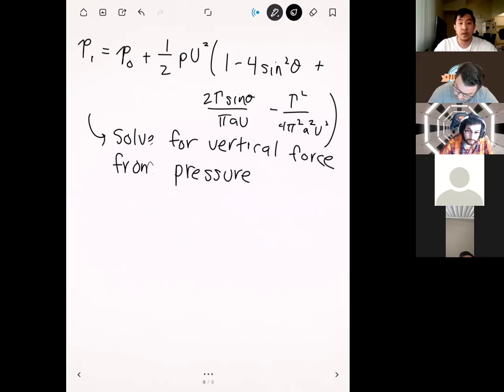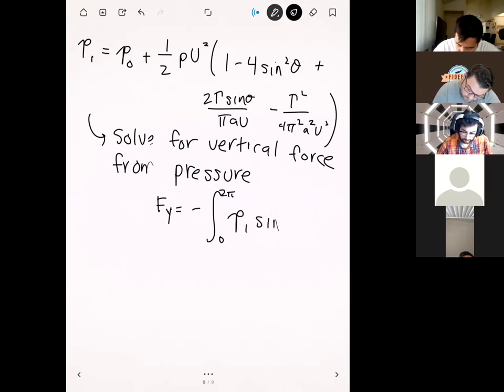Okay. And so the vertical force is given by this formula. Fy is equal to minus the integral from 0 to 2 pi, because we're going to integrate all around the cylinder, of P1 sine theta A d theta. So we have to throw in the radius there. And this is going to be a doozy of an integral because we have a lot of terms here, but I'll just skip straight to the result, which is pretty easy.